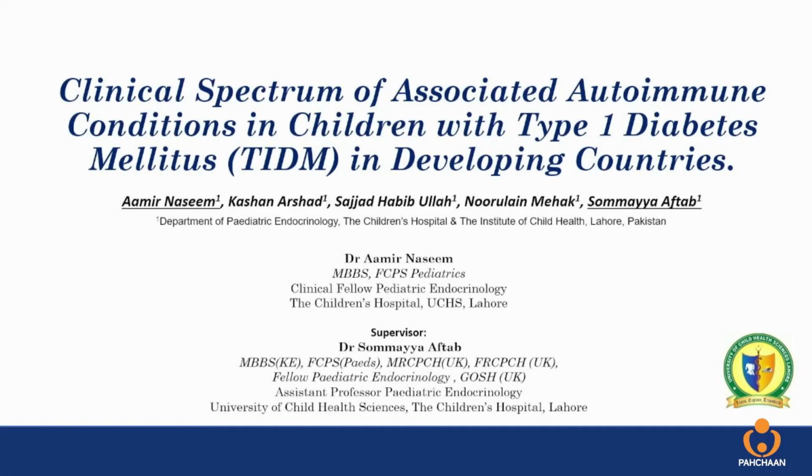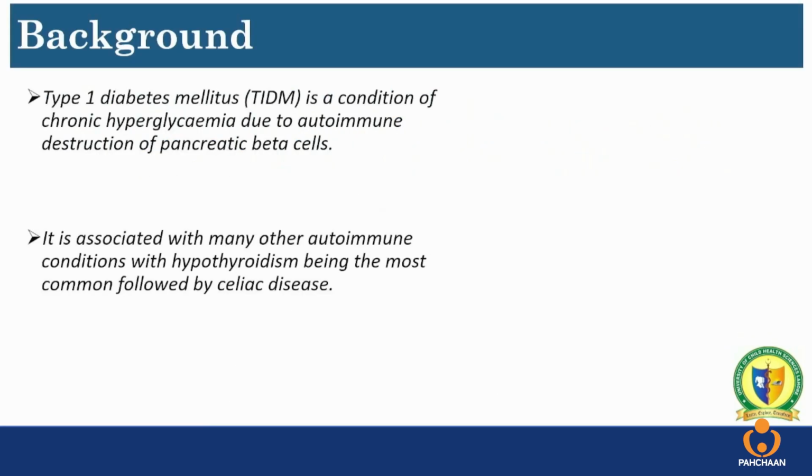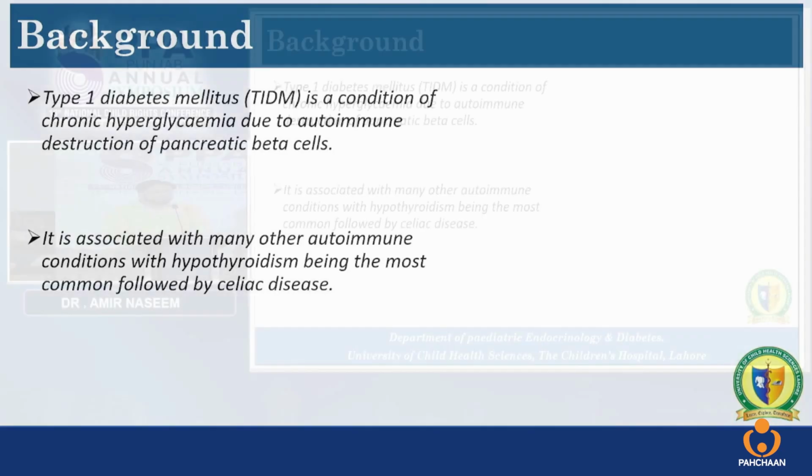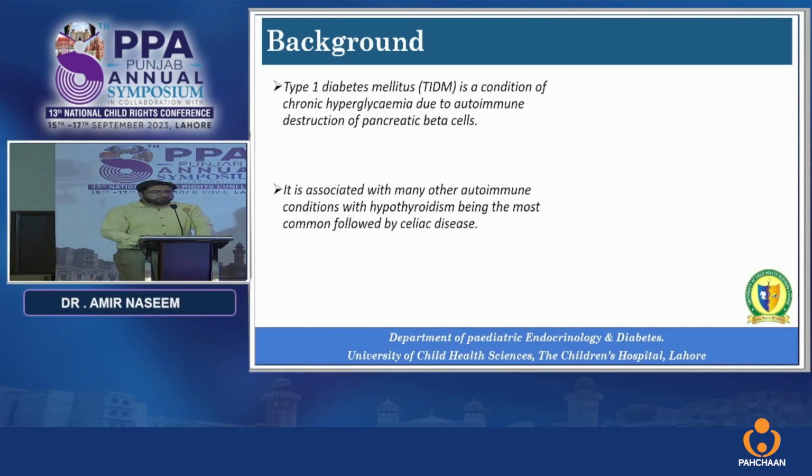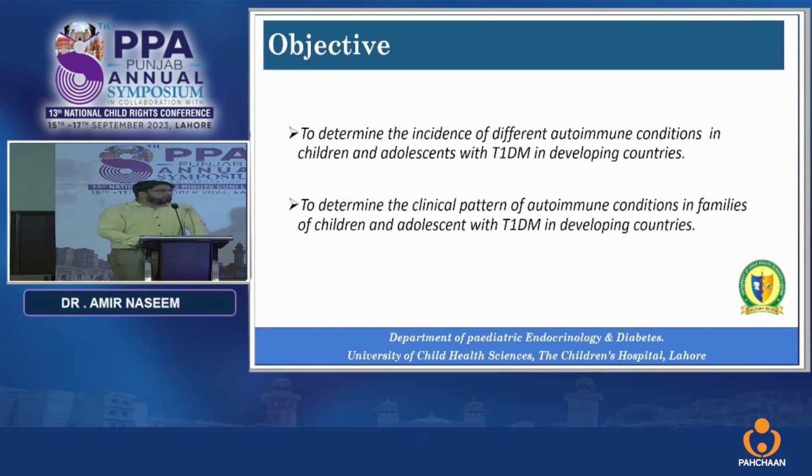Today the topic of my discussion is the clinical spectrum of associated autoimmune conditions in type 1 diabetes in developing countries. The background is that type 1 diabetes is a condition of chronic hyperglycemia due to autoimmune destruction of pancreatic cells, and it is associated with many other autoimmune conditions, with hypothyroidism being the most common, followed by celiac disease.